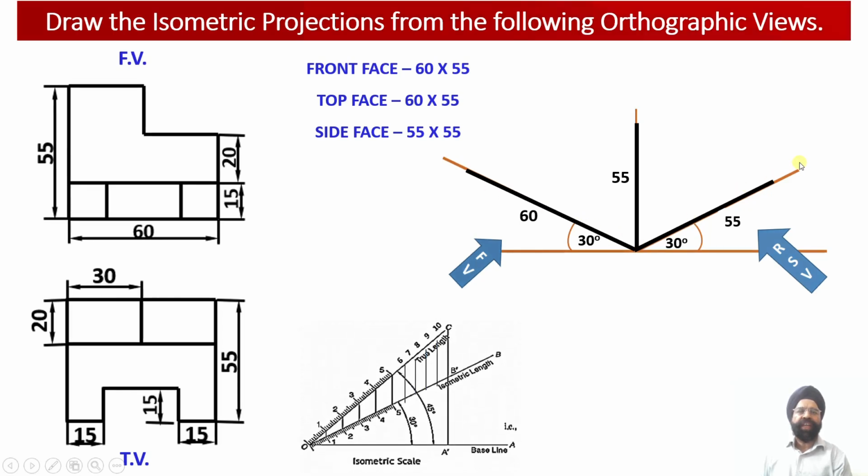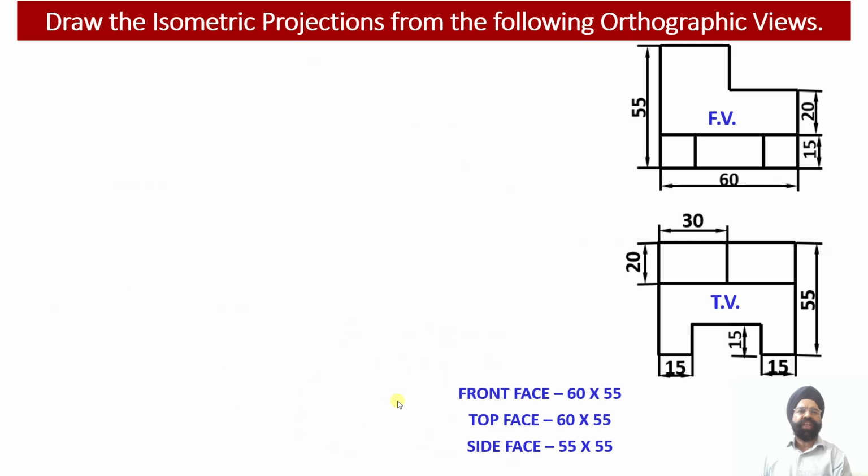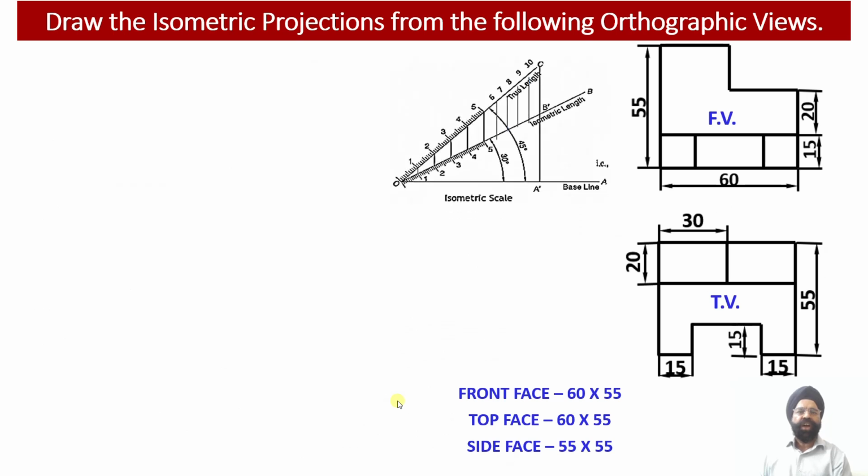Now in order to draw the isometric projections, we need to draw first of all an isometric scale, and using this isometric scale, we need to convert all the true lengths which are available with us in this orthographic projections. And once we are able to convert these true dimensions into the isometric length dimensions, only then we can start with the construction of the isometric projections of this particular solid.